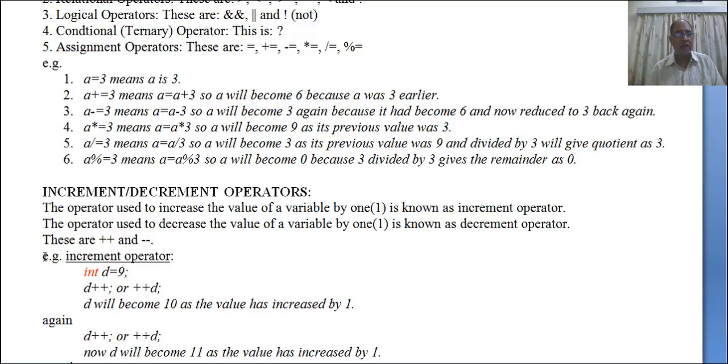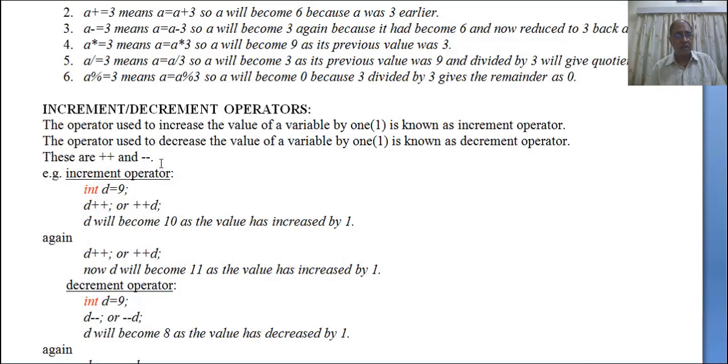Increment or decrement operator. The operator used to increase the value of a variable by 1 is known as the increment operator. The operator used to decrease the value of a variable by 1 is known as the decrement operator. So increasing the value is known as the increment operator, decreasing the value is known as the decrement operator. These are plus plus and minus minus. Now we understand the analogy of these operators by examples.